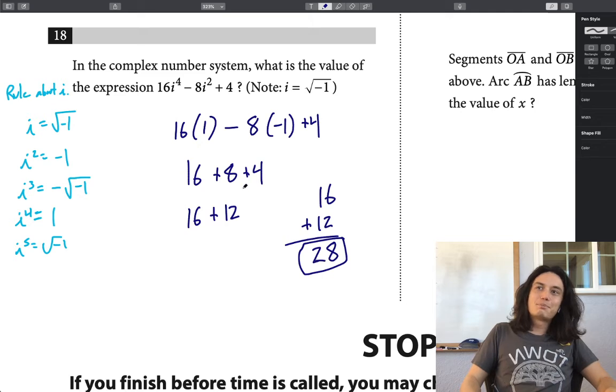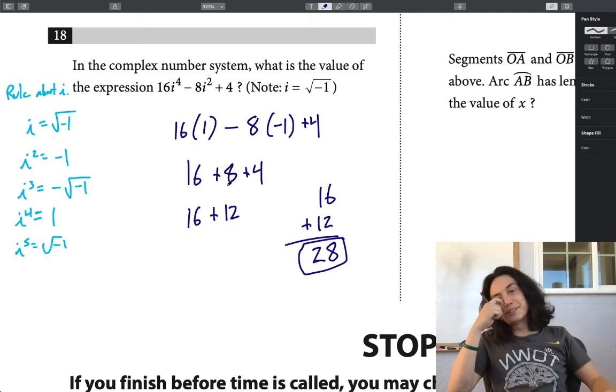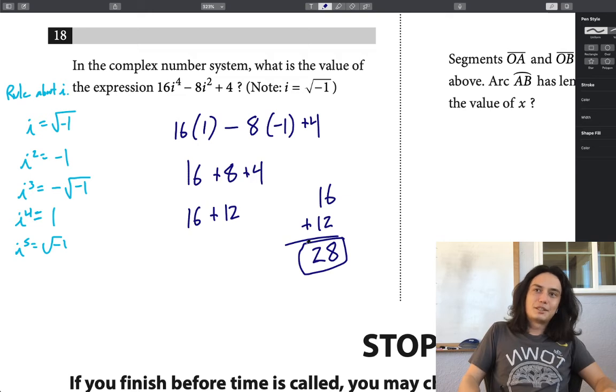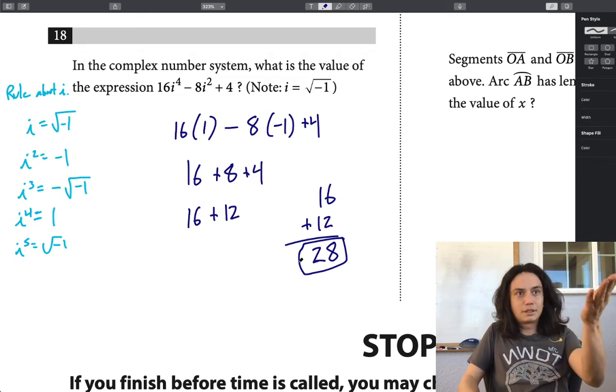This is where I'm just so suspicious of myself. I've missed so many points just doing some dumb stuff. Double check this and make sure before I put 28. Is 28 the answer? Yes, it is.